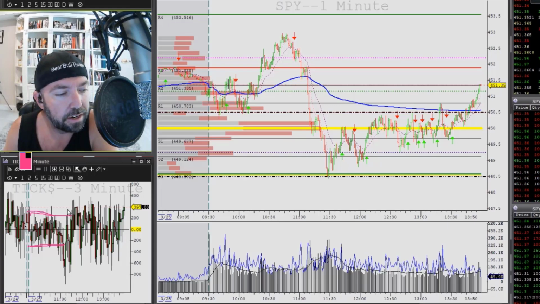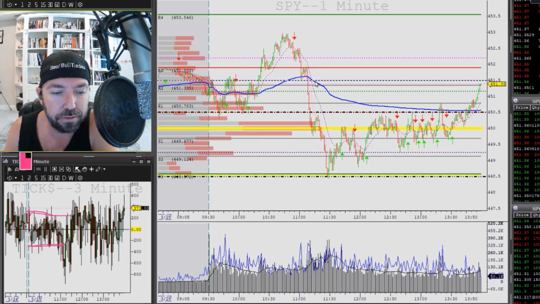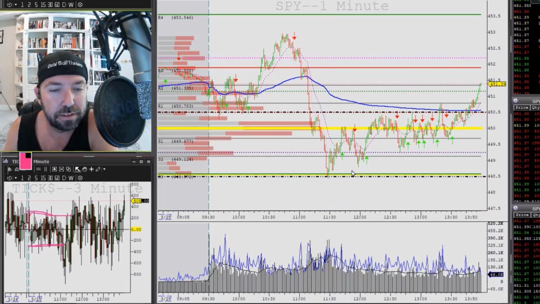Right? That's a very good indication that the market is in a really good spot. And you could have shorted here for a very aggressive and quick move on the market, like if you were trading SPY from R3 all the way down to S3.